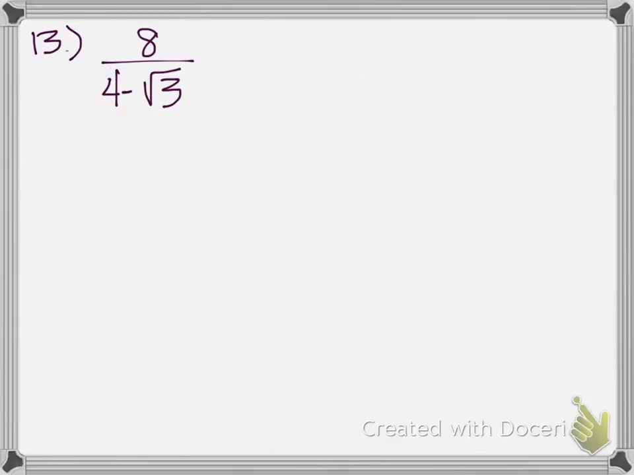Okay, so number 13 is very similar to the one that we just worked. Now, it doesn't have an i in it, but it does have a radical. So it works the same way, because remember, i is a radical. So we still have to multiply by the conjugate. What's a conjugate? Same terms, opposite signs.